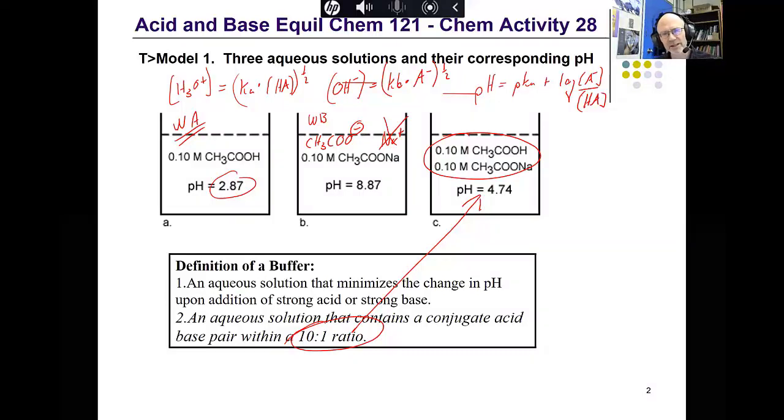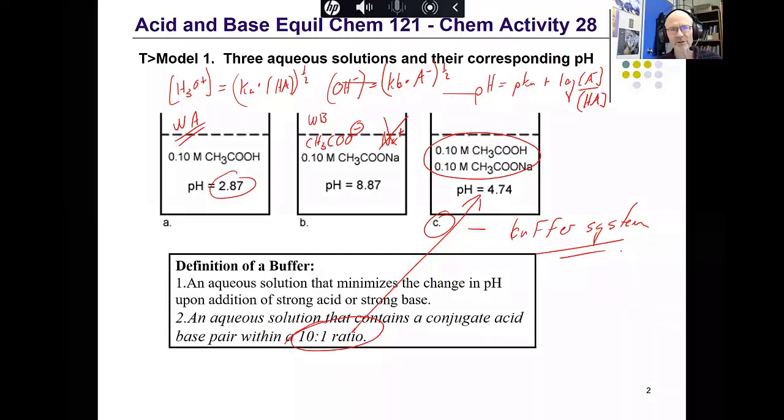What's a reasonable amount? Within a 1 to 10 ratio. So yes, this C here does represent our buffer system. But I don't want you to be thinking that a buffer system always has to have equal amounts of the conjugate acid and conjugate base. That's sort of an ideal situation where you've got quite a large amount or substantial amounts of both. But minimally, it has to be that they're within a 1 to 10 ratio.